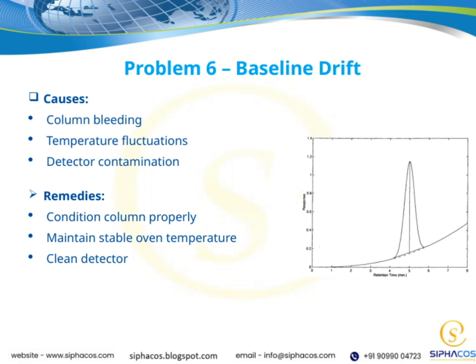To address these issues, we need to take some straightforward but important steps. First, it's crucial to condition the column properly before running samples, which helps stabilize the baseline. Maintaining a stable oven temperature is also key. Fluctuations can really throw things off, so keeping the temperature consistent helps ensure reliable results. And of course, regularly cleaning the detector prevents contamination from building up and causing drift. By understanding these causes and remedies, we can better maintain the integrity of our analyses and ensure our data remains accurate and reproducible.